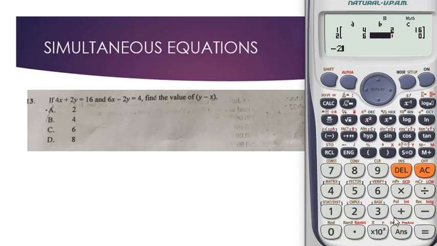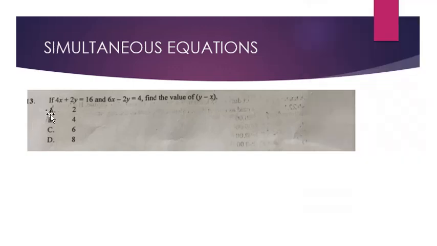Take note of the operation signs, they are very important. Then we have 4. After punching the entire equation, you click on the equal to sign. It will give you the respective values for x and y. So we have x equals 2, and then y equals 4. From here you have to find the value of y minus x. We know that x is 2 and y is 4. So 4 minus 2 will give us 2. So the answer is A. You see how simple this is? Very, very simple. Let's move on to the next question.